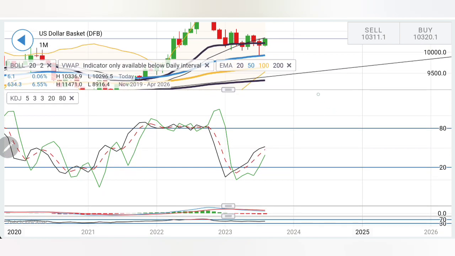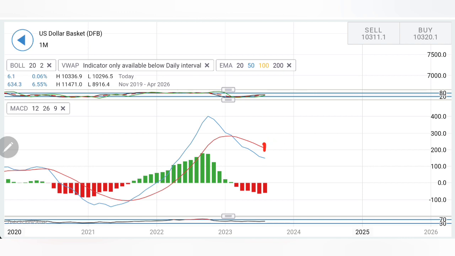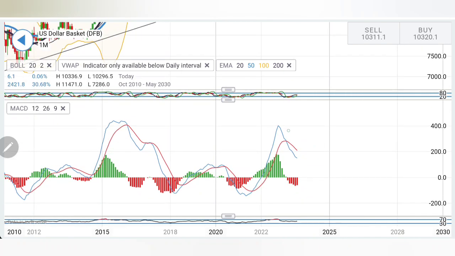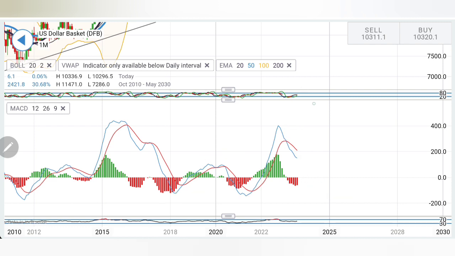Now see, the stochastic which was trading oversold earlier has recovered and retraced here. The MACD, look at MACD. MACD was trading with a fat belly. It is trying to converge a bit, but it still has a lot of room on the downside. Now see what it has done here: higher highs and flat bottom. So there is a lot of room for the dollar index on the downside. It is just trying to converge a bit before it resumes its downward journey in the near future.